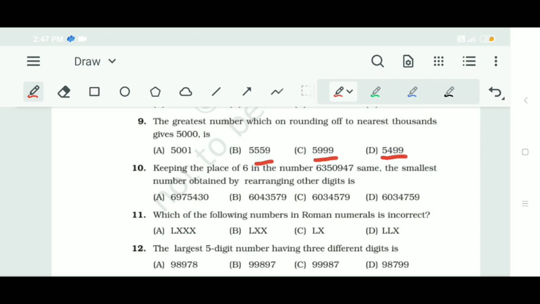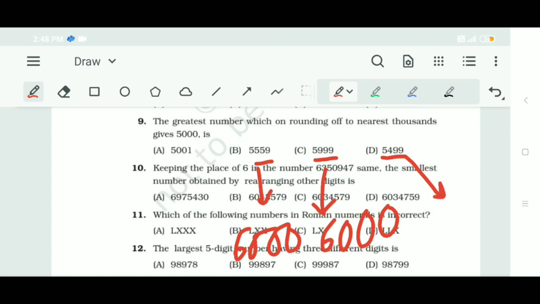See, here we can see that 5001 is given. Next one is 5559. Okay, and the next one is 5999. So if we round it off to the nearest thousand, it will become 6000. We can easily understand it. Here also 5559, if we round it up to its nearest thousand, it will also become 6000.